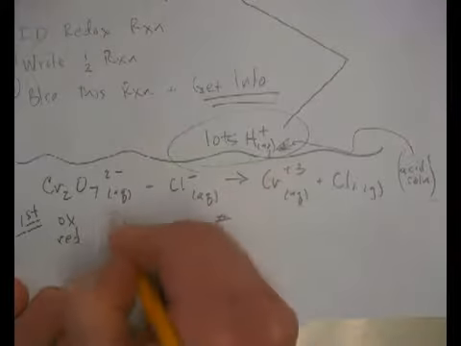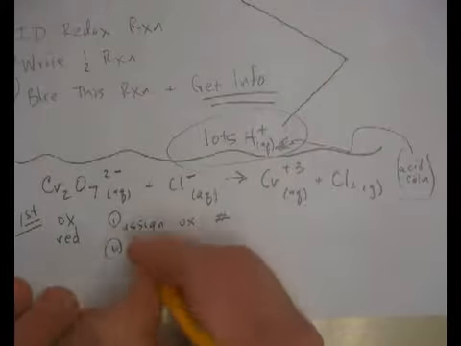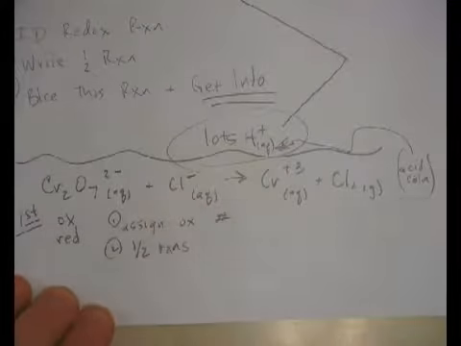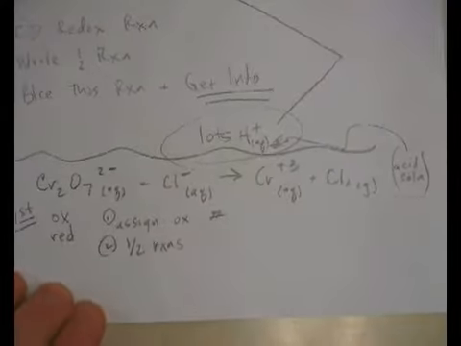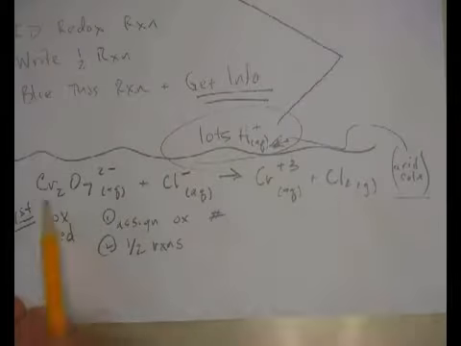Once you've assigned oxidation numbers, then you can decide what's oxidized and reduced and do step number two, which is to write the half reactions. Half of this reaction will break up and be the thing that's oxidized. Half of this reaction will break up and be the thing that's reduced.